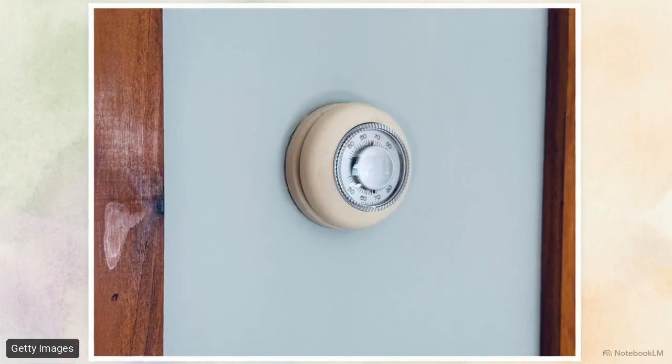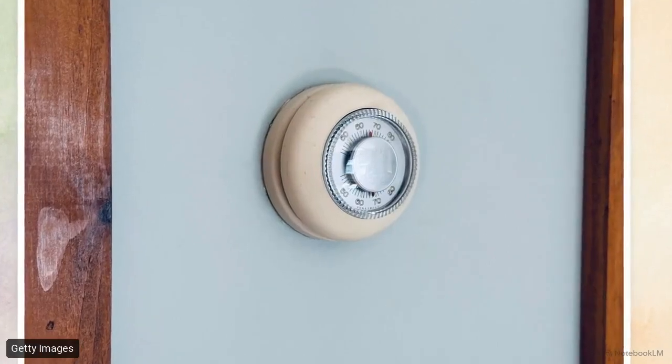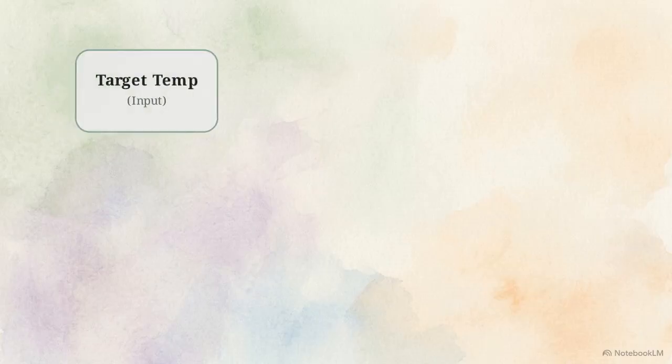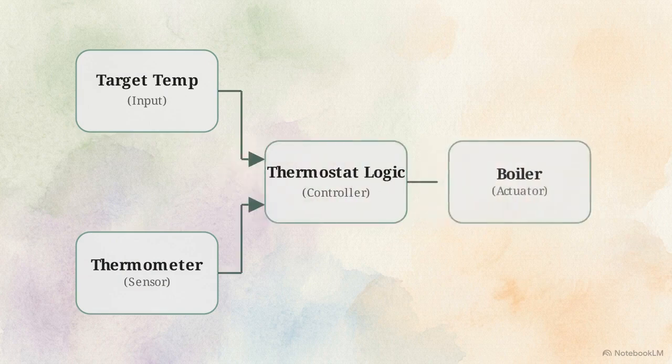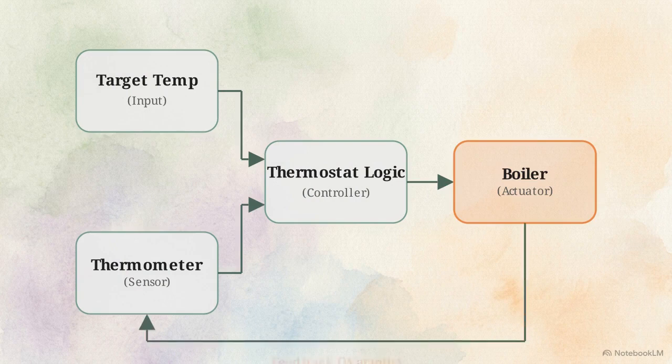We can see this pipeline at work in a standard central heating system. The input is your target temperature. The sensor is the thermometer reading the air around it. The controller processes the thermostat logic. If needed, it triggers the actuator, a switch turning on the boiler. The resulting warmth in the room acts as the continuous feedback.